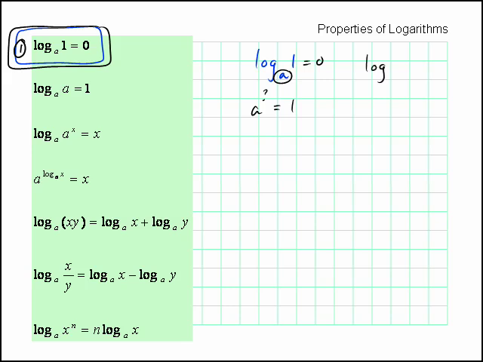The log base a of a. This is asking us a raised to what exponent will give us a. And that exponent is always going to be a 1. And so the log base a of a is always equal to 1. That's property number 2.